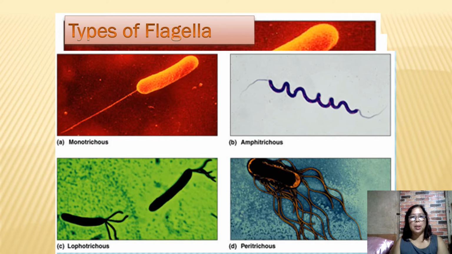However, there are different types of flagella. You have the monotrichous, which means it has only one flagellum. We have also the amphitrichous, which has flagella at both ends of the microorganism. And then we have also lophotrichous. It has several flagella at one side of the cell. And then for peritrichous, the peritrichous has flagella in all parts or in any parts of the cell.